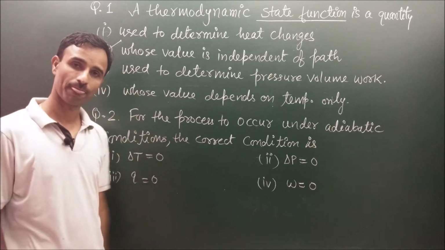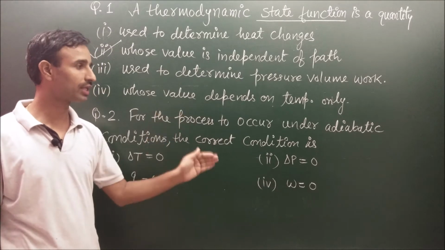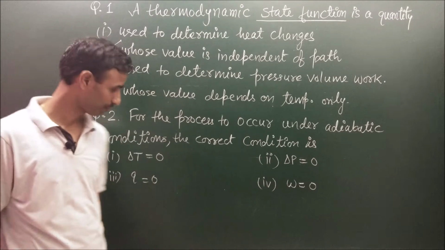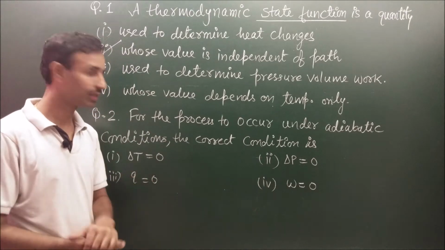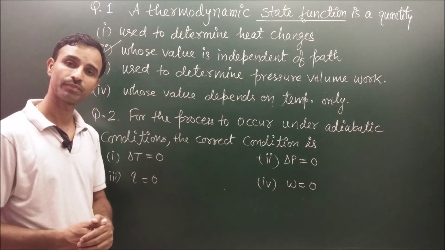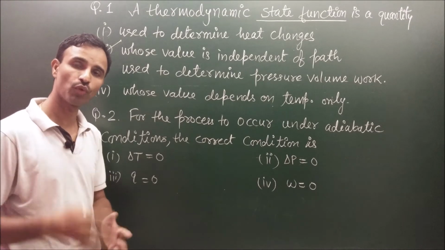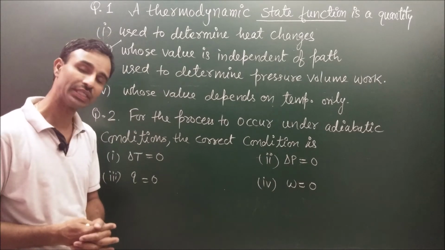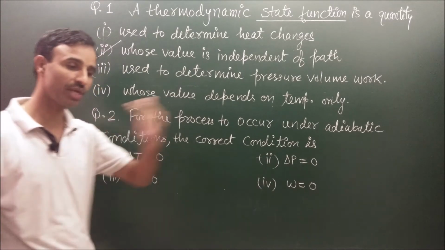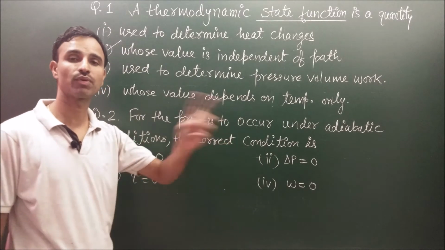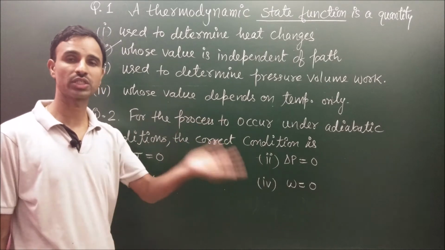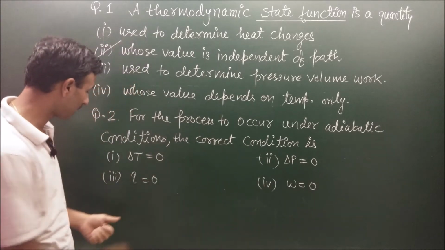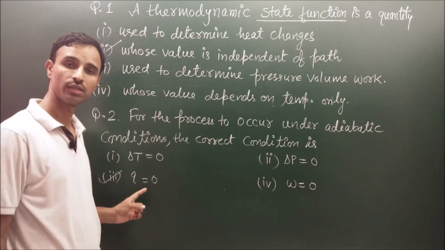Question number 2. For the process to occur under adiabatic conditions, the correct condition is. So what are adiabatic processes? Adiabatic process is the one where there is no exchange of heat. Means between system and surrounding there is no transfer of heat. That means for that Q is 0.